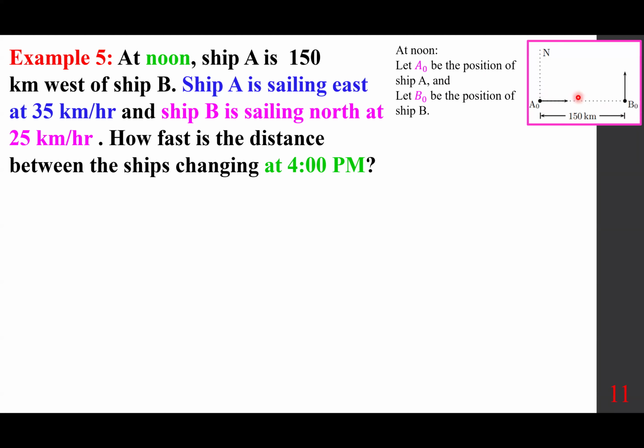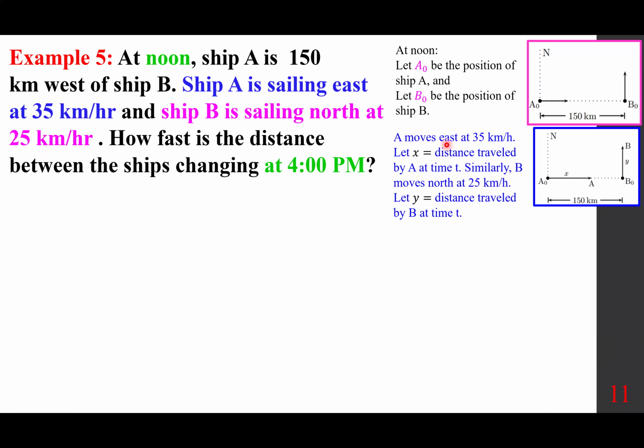So this is moving this way. Ship A is sailing east to the right, and that's the speed, 35 kilometers per hour. Ship B is going up north at 25 kilometers per hour. A moves east at 35 kilometers per hour. Let x be the distance traveled by A at time t. Similarly, B moves north at 25 kilometers per hour. Let y be the distance traveled by B at any given time t.